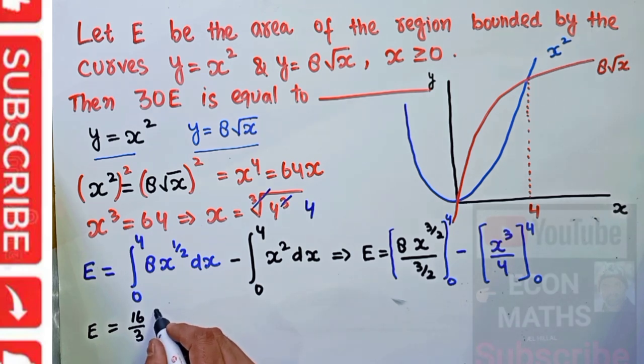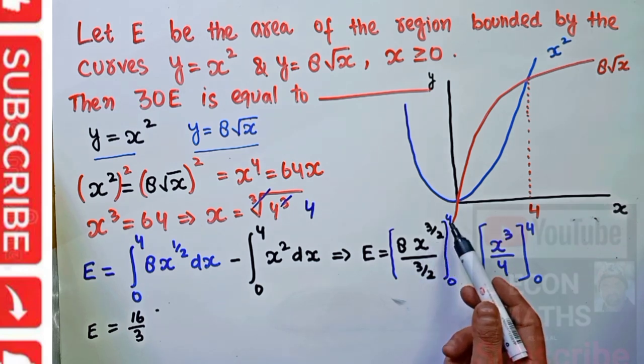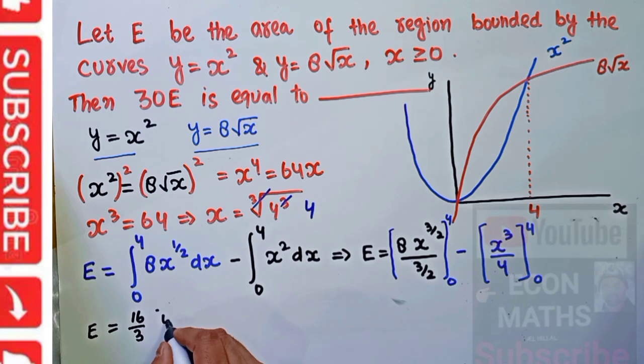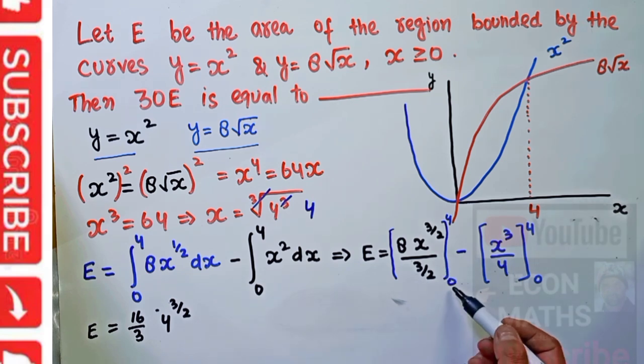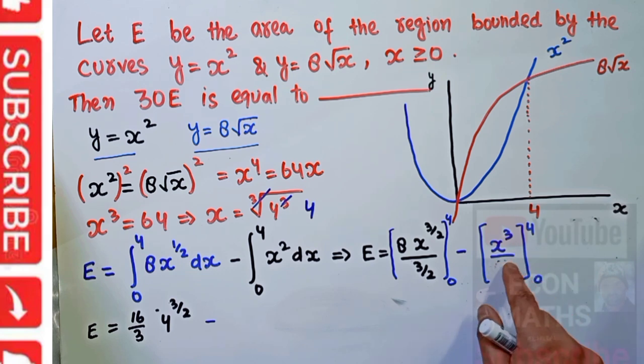Then let's evaluate this now. 8, x is equal to 4. First at the upper limit, in place of x we will write 4 times 4 raised to the power 3 upon 2, and then we subtract and evaluate it at the lower limit. Since the lower limit is 0, this whole term will become 0, we will not evaluate it at the lower limit. To this we subtract, sorry, it is here x cube upon 3.